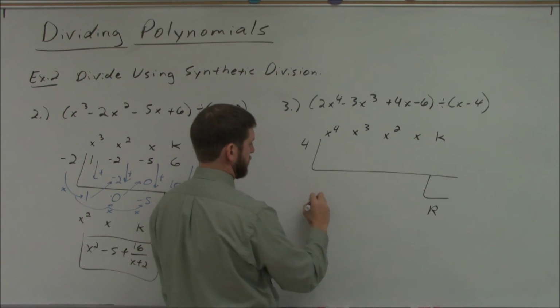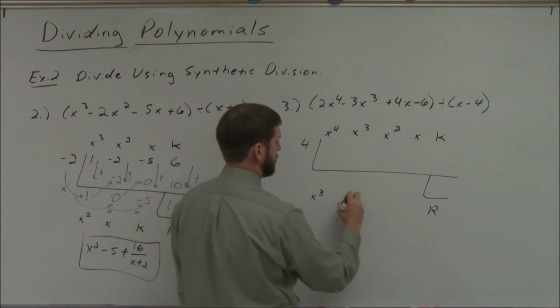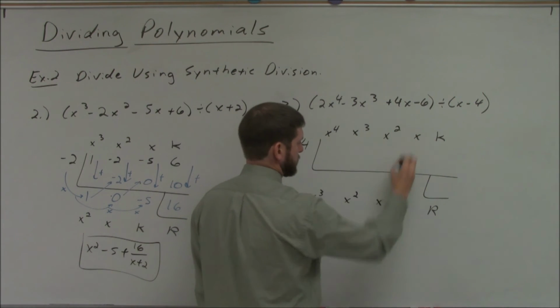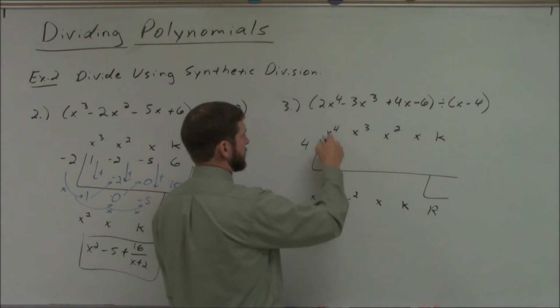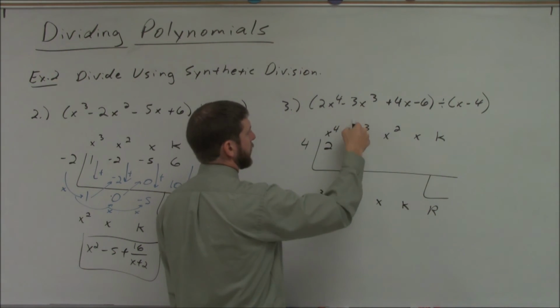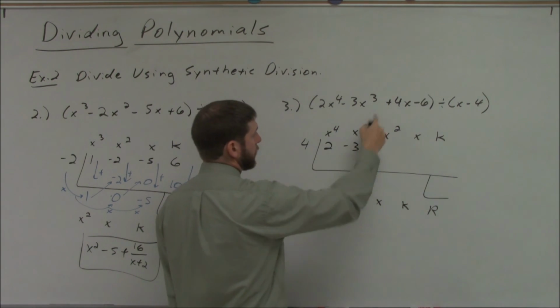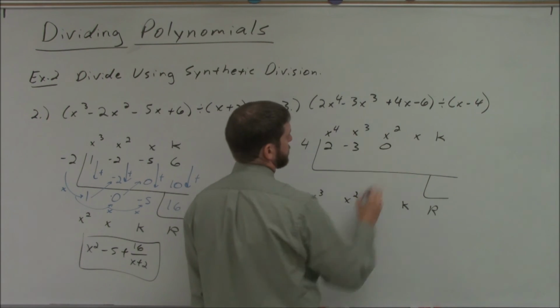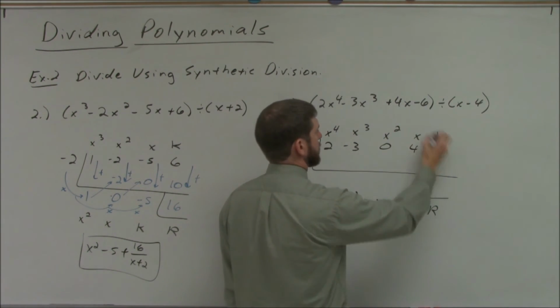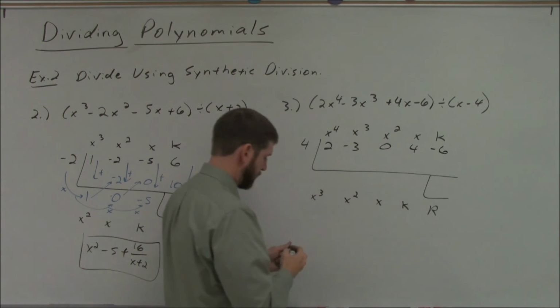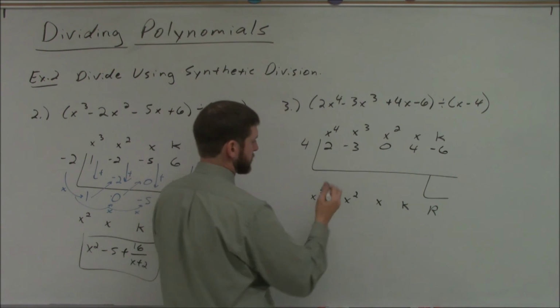For the quotient, that's got to be 1 less. X cubed, x squared, x, constant, and there's my remainder. Plug in our coefficients. X to the 4th was 2. X cubed was negative 3. There wasn't an x squared, so I need to put the 0 there, have that placeholder. X is 4. Constant is negative 6. And we go through and do the steps.